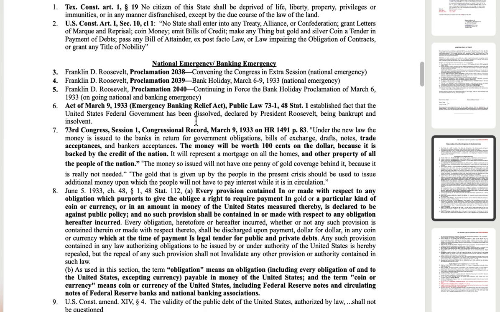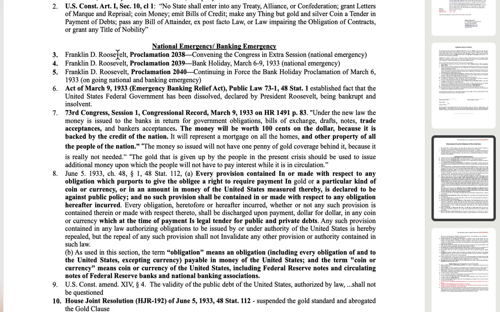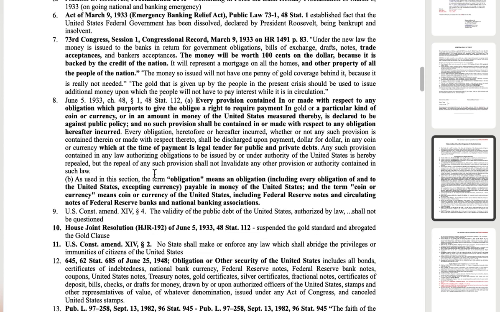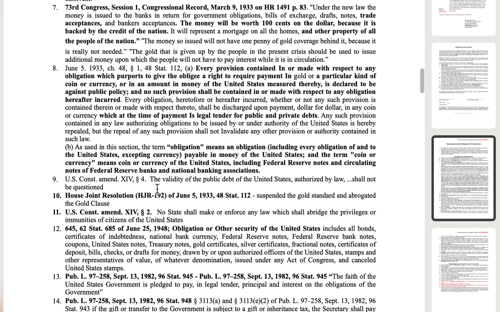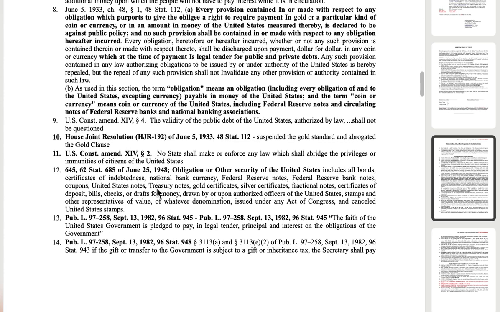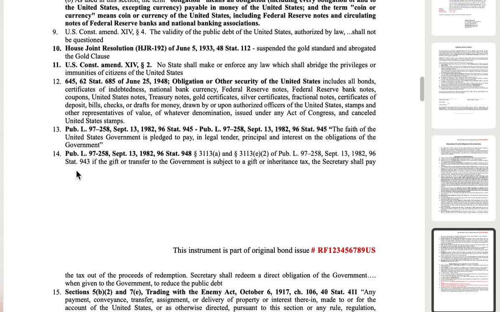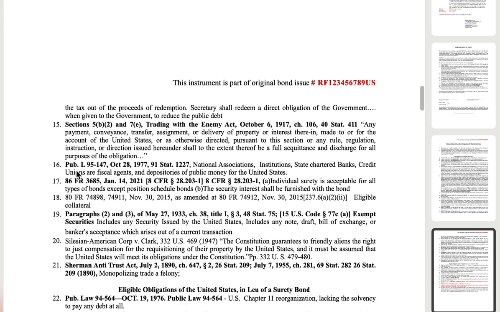We go and talk about the national emergency, and I break down, here's presidential proclamations, acts of Congress, congressional records, HJR 192 is in there, the Trading with the Enemy Act is in there, constitutional provisions that are relative, no state shall make or enforce any law which shall abridge the privileges and immunities of citizens of the United States. This is not the most up-to-date memorandum of law, but you will have it.